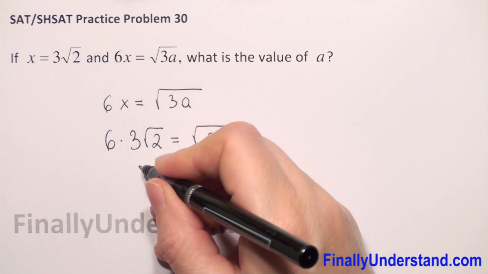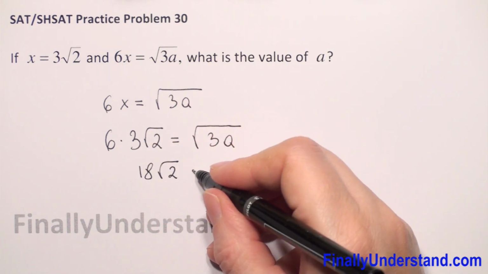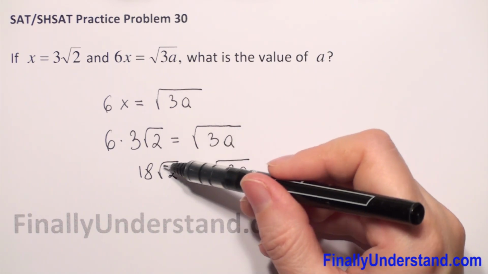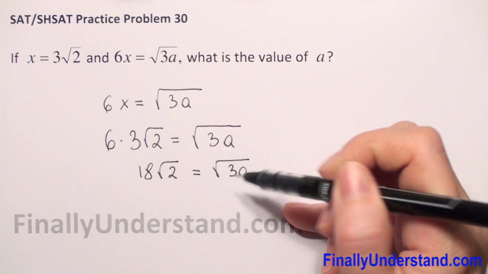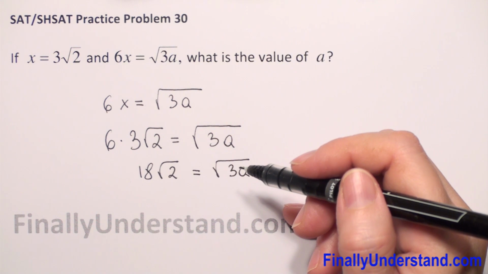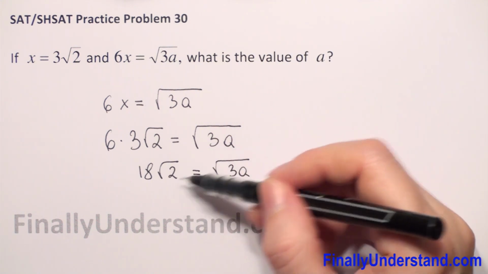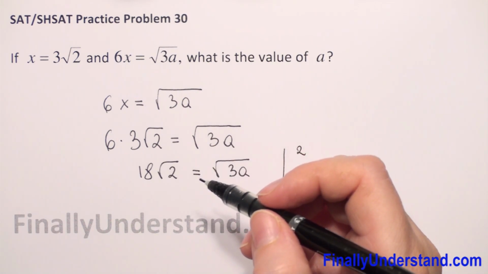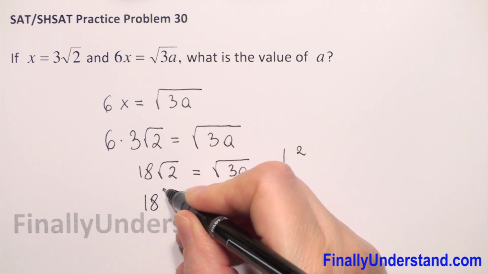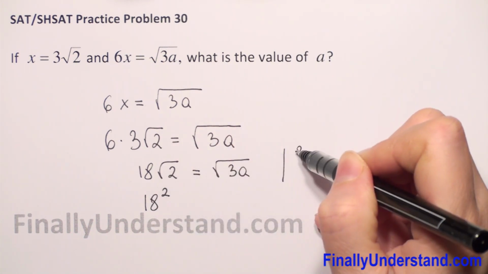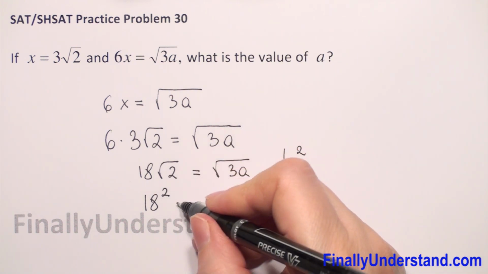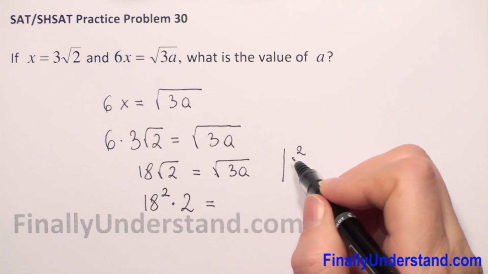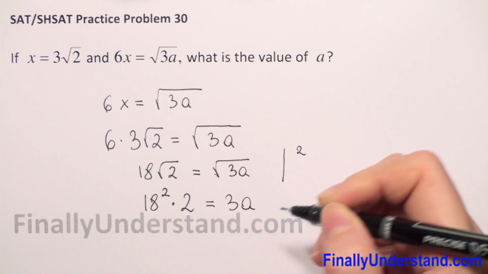6 times 3 is 18 square root of 2. This is equal to the square root of 3a. What next? We have multiplication, and we have a square root on the left and on the right side. So I will take both sides of our equation to the second power. I have to take 18 to the second power. The square root we reduce with the power 2, so it will be times 2. This is equal to the square root of, we reduce with the power, so it will be 3a.